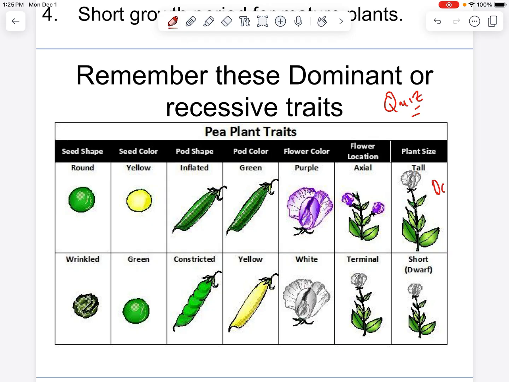So this is really the dominant traits, and these are going to be the recessive traits.